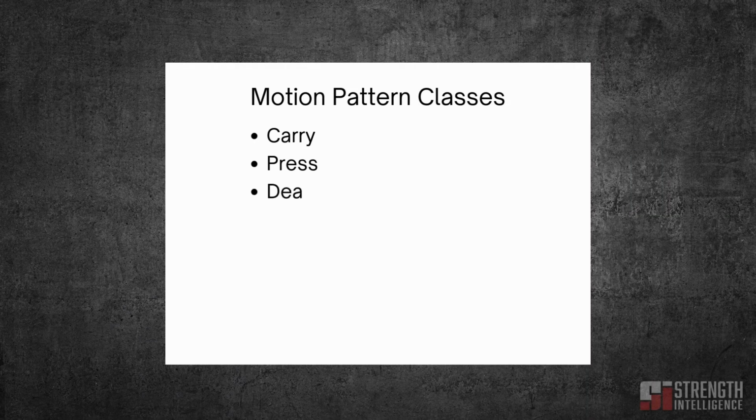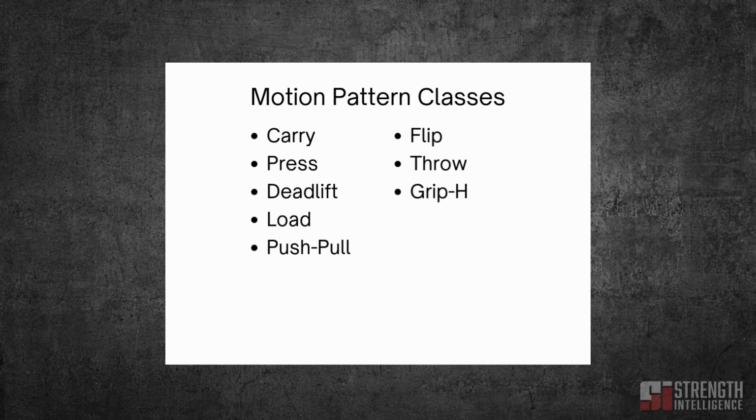So I proposed 9 motion pattern classes that I thought, through iteration, covered all of the skills that I analyzed. I started with a few classes, and then this expanded as more and more data was processed. The end result is 9 motion pattern classes. I'll show you here, and we'll go through each one. In order, they are: carry, press, deadlift, load, push, pull, flip, throw, grip, hold, and squat.